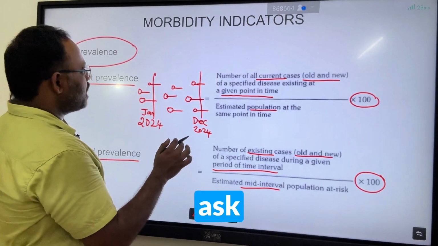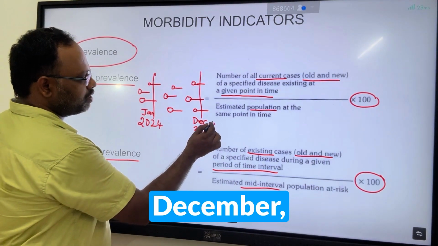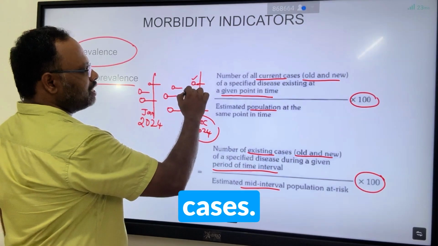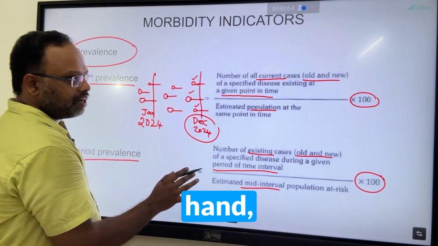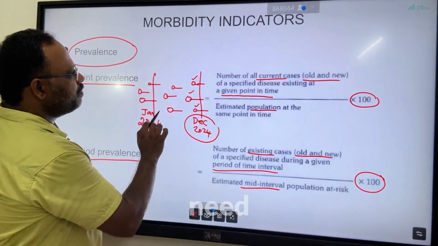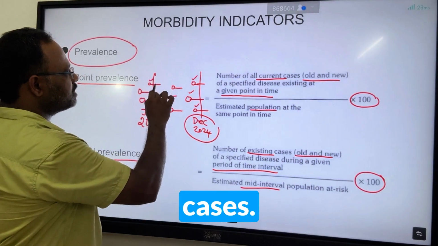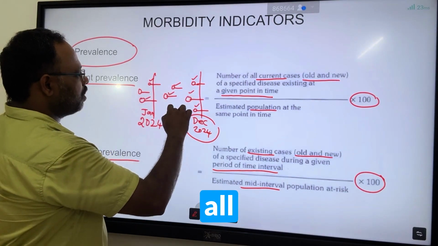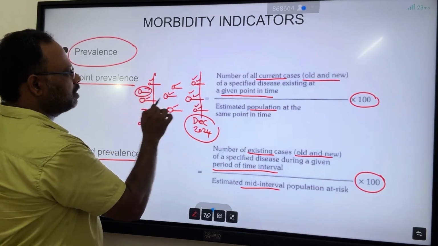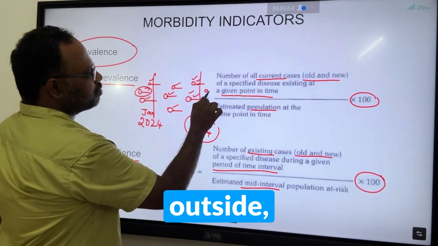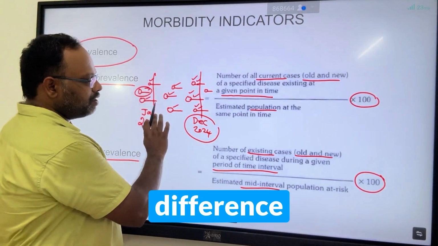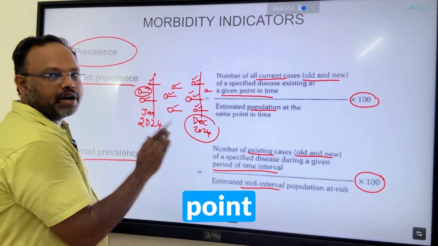Suppose if we ask point prevalence at December 2024, we need to include only these three cases. On the other hand, if we are asked about the period prevalence of 2024, then we need to include all these cases, but not this case. Or if a case is present outside also, you need not include that. So that is the difference between period prevalence and point prevalence.